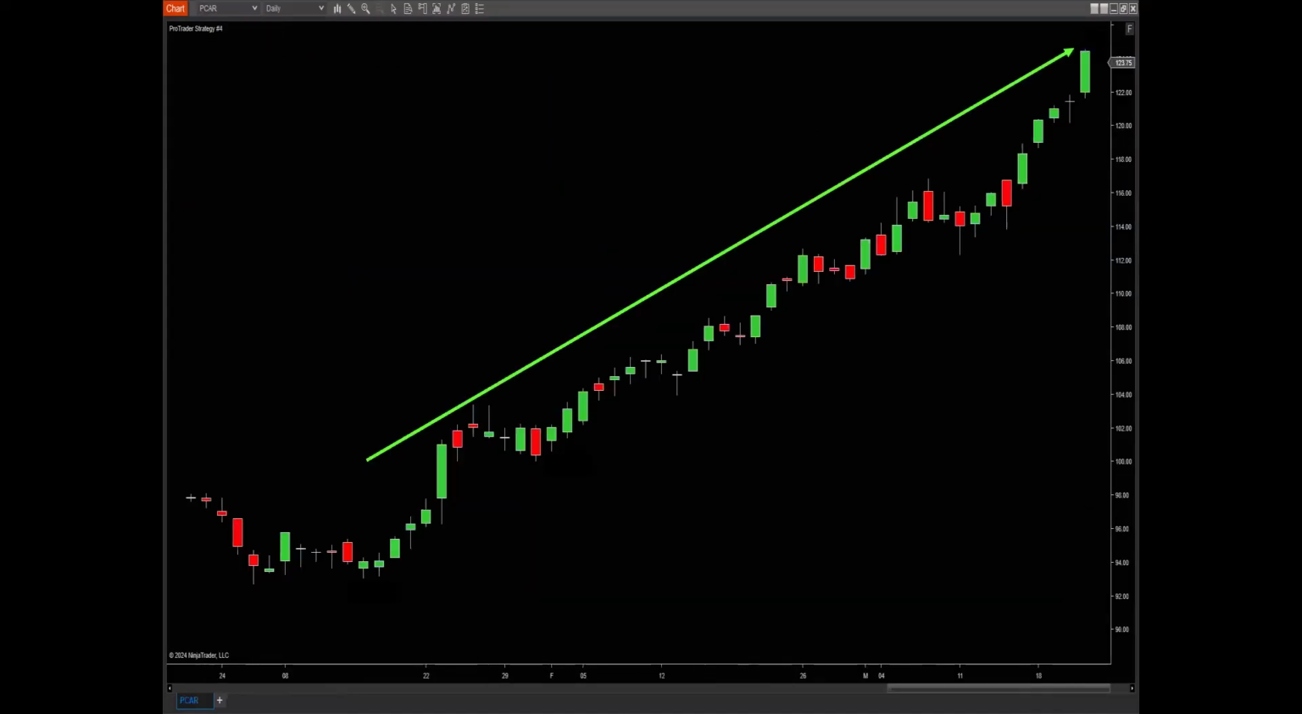How about this chart here in PCAR? All right. Looking back in hindsight, it's easy to say, well, yeah, this is in an uptrend, but how would I have known back here? I would have wanted to know back here that we were going higher. It's easy to see right here, but I've missed most of the move, right?